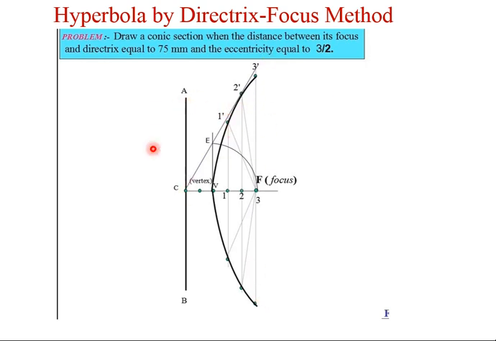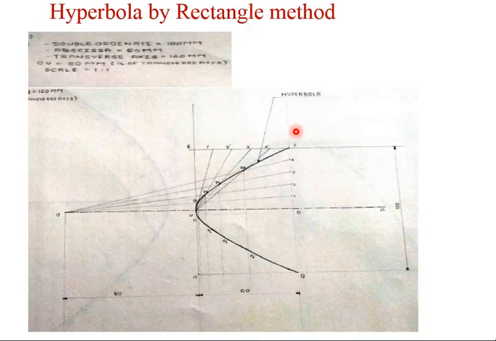So I hope this is very clear to you as far as the ellipse, parabola and hyperbola are concerned. Now this hyperbola is considered one. Now we will go to the next one, that is hyperbola by rectangle method.